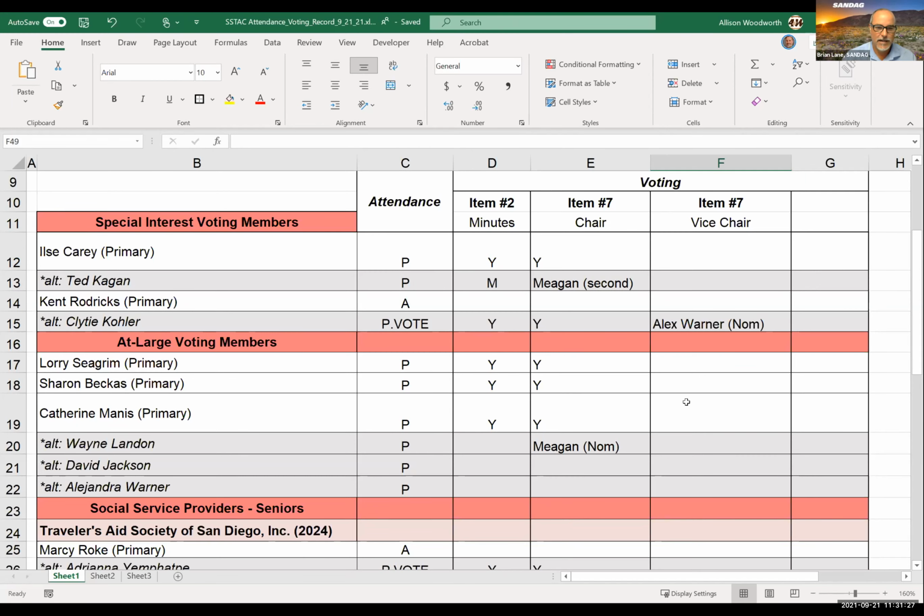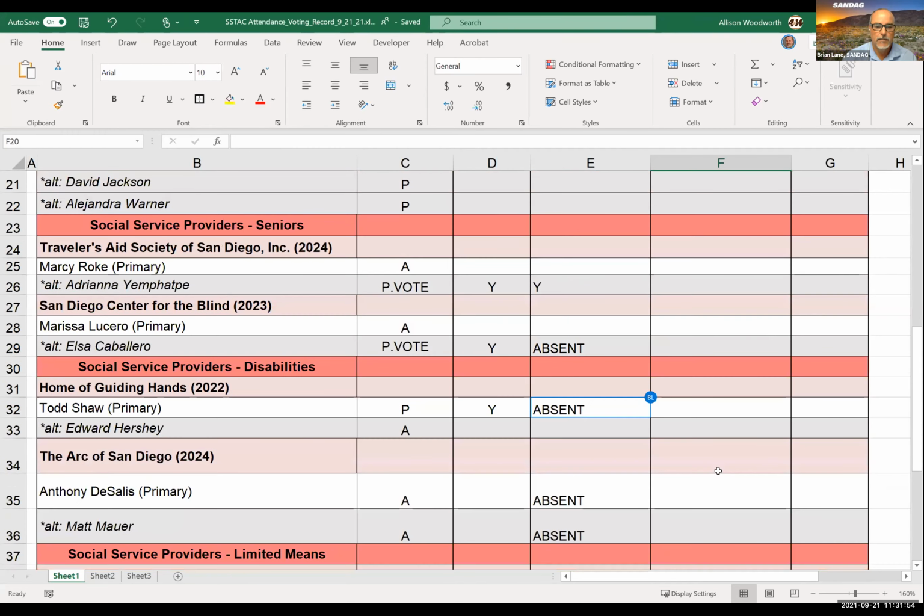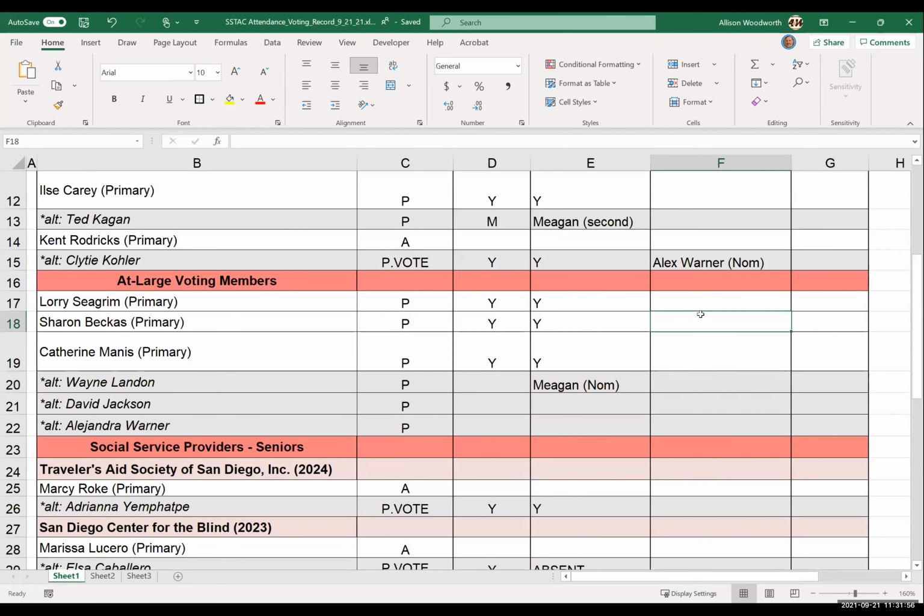And then vice chair, we have the two nominations, Jay and Alex. I'm not great with Robert's Rules of Order. I can't remember who moved for Jay. Was it Megan? Who nominated Jay? I did, Robert. Robert did. Yes.